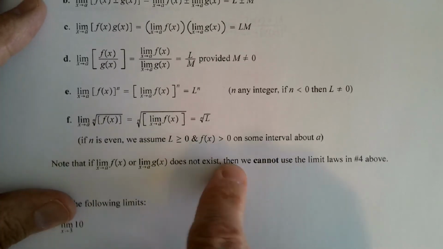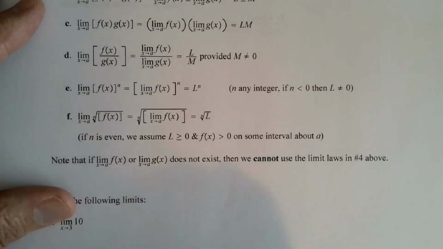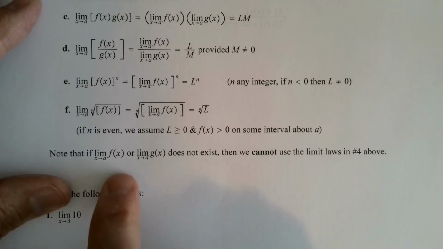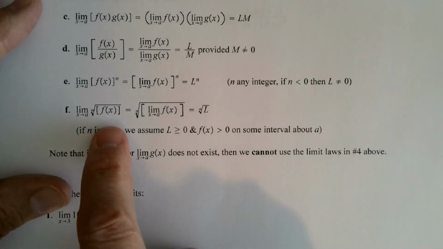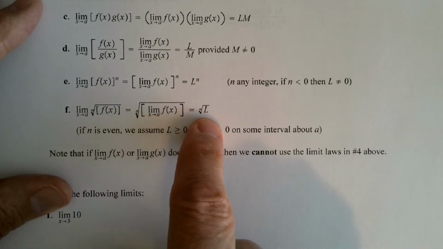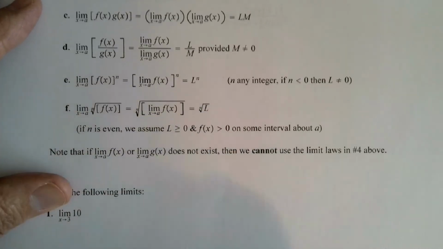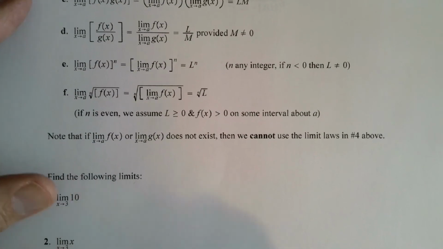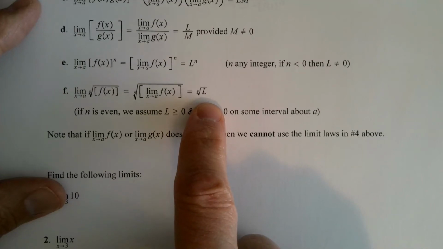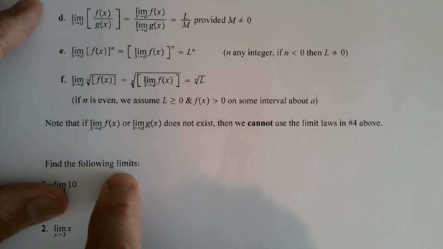There are some restrictions, obviously, depending on whether n is even or odd, because of square roots, fourth roots, and so on. The value of L could not be negative, otherwise we would not have a real number there. Taking the even root of a negative number is not a real number.